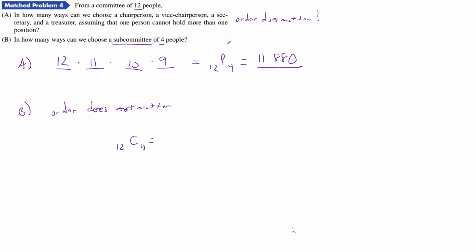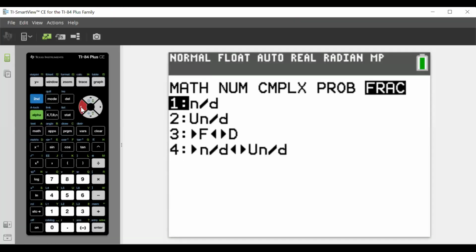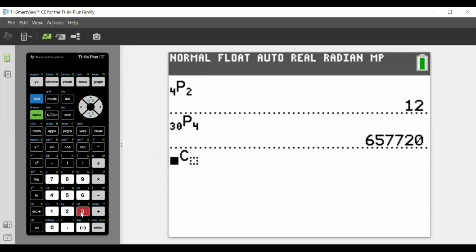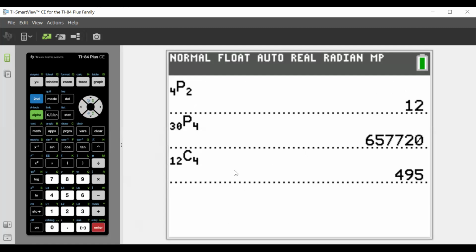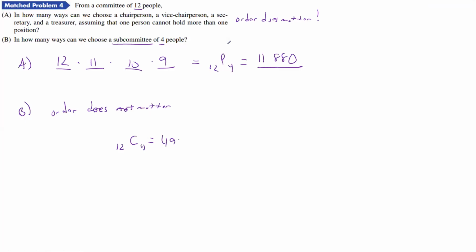Well, 12C4, let's go over and look at our calculator and see what 12C4 is. So we're going to do math, arrow over to probability. We're doing number 3 this time, and we're going to do 12 and 4, and we get 495. And again, it works just the same as permutations as far as typing it in the calculator. You put your n and then your r, and you get your values out there. So coming back over here, we get 495. Okay. All right, so let's pause there and we'll come back for some more.